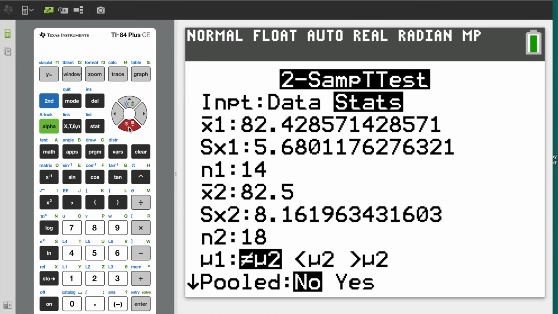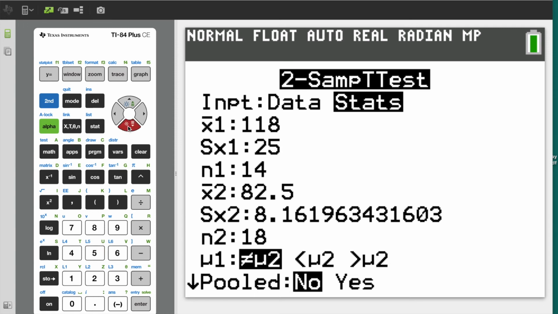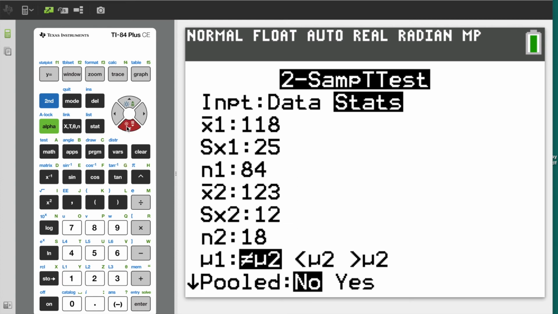So for Lancaster County, there was an average of 118. The standard deviation was 25. And our N was 84 individuals. Our sample sizes are plenty big, 84 and 103, so we're good there. Delaware County now: we had a mean of 123, a standard deviation of 12, and our sample size was 103.